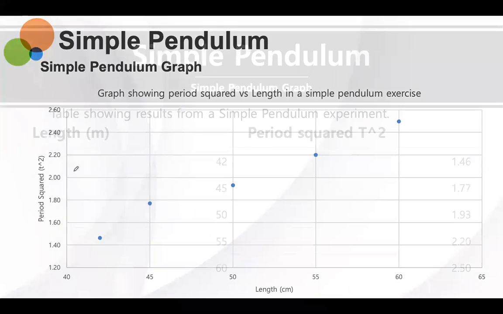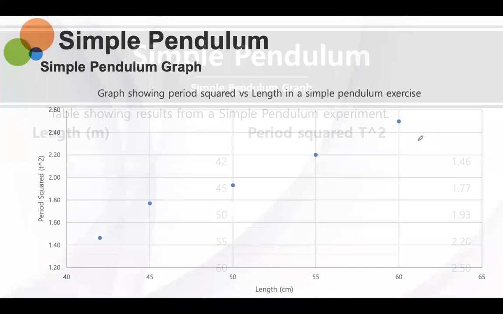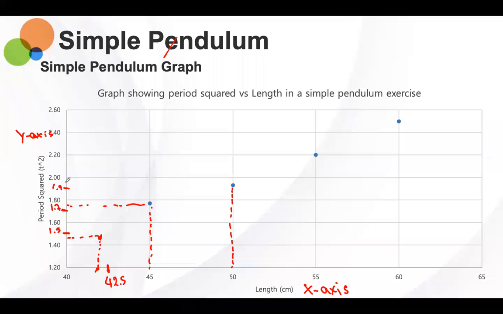No, our value was 1.93. So where would 1.9 be, and where would 1.93 be? A little bit above it. Right, a little bit above it. So it'd be around here, right? Yes, sir.